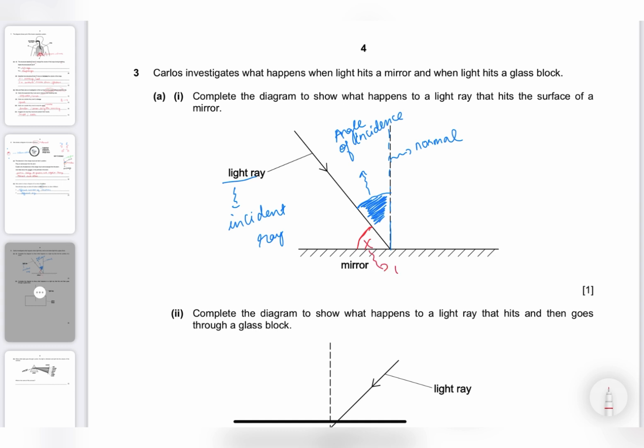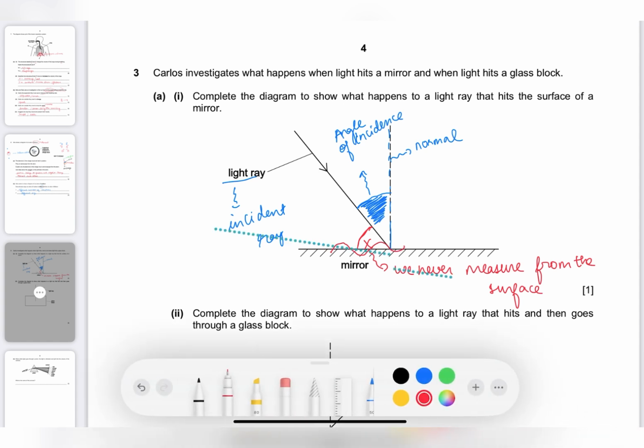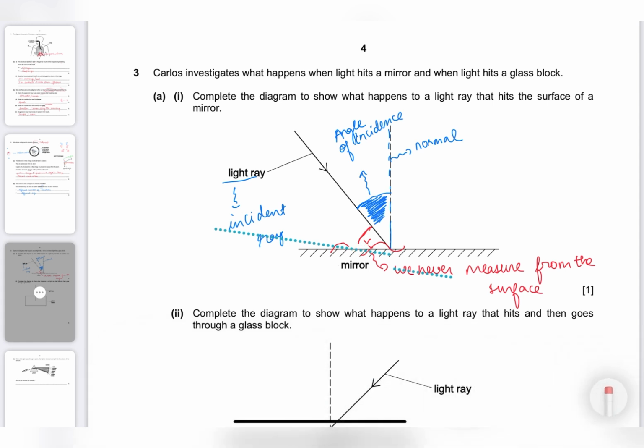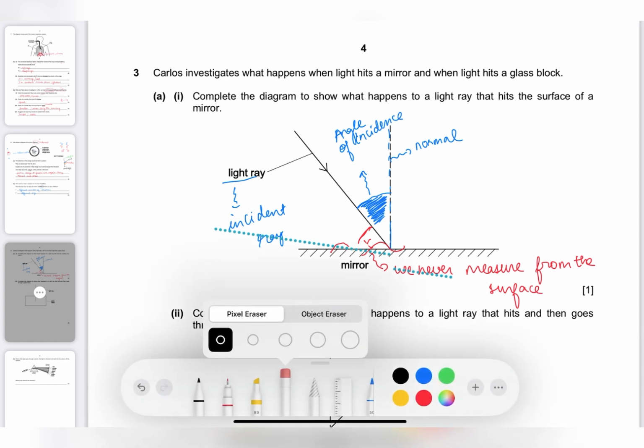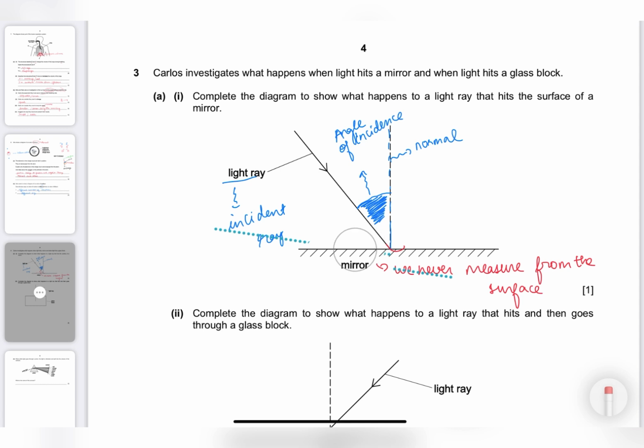Repeat after me. We never measure from the surface. What is the sole reason for that? Why are we measuring only from the normal? Because the surface can be uneven as well, which will give us a different value. So we always measure from a 90-degree line, that is the normal. Very good.